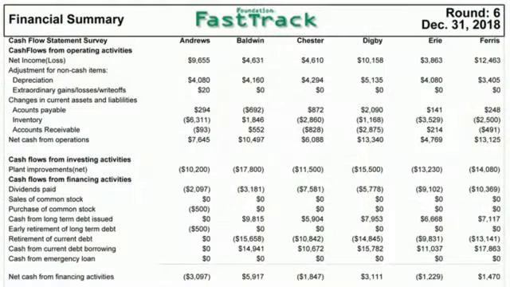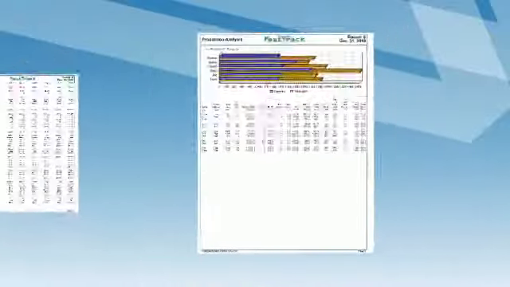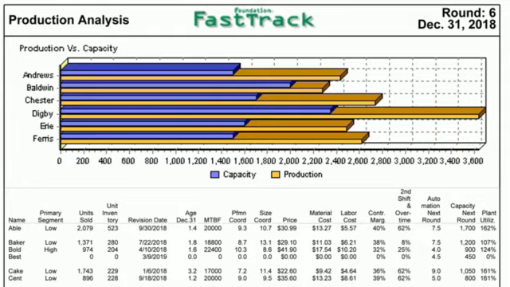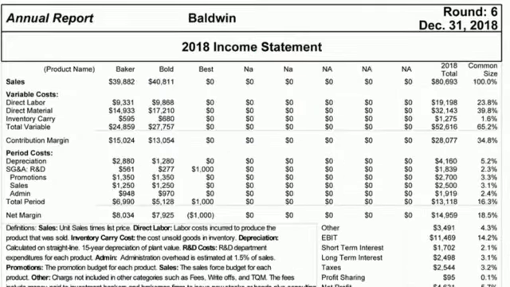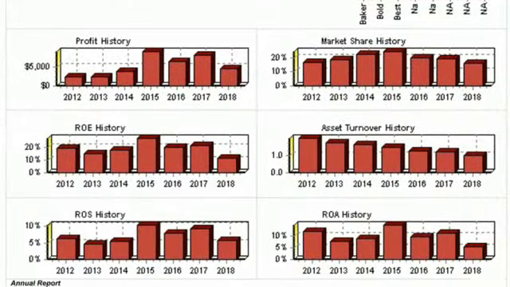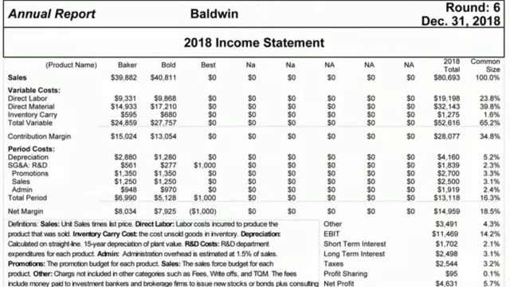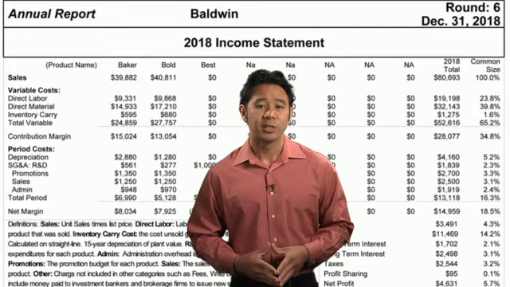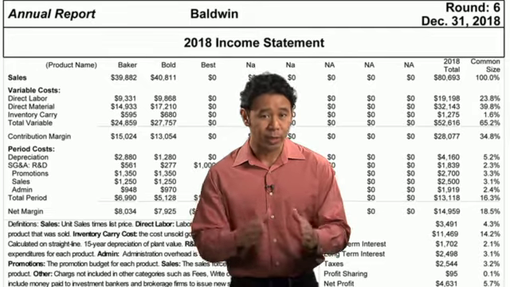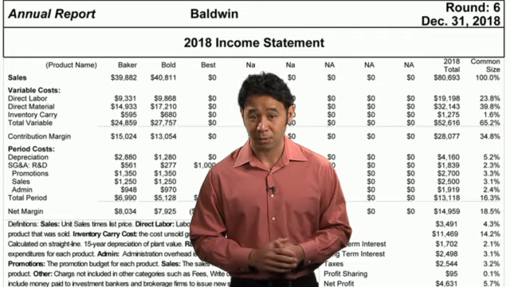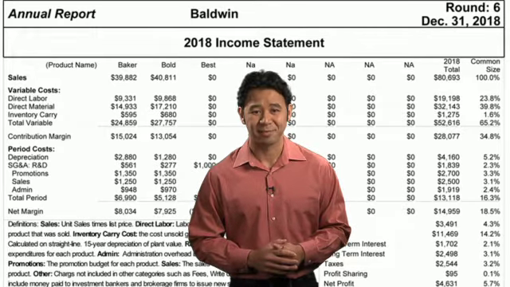The financial summary displays highlights from each company's annual reports, including net investments in plant improvements. These investments are reflected on the production analysis as capacity and automation next round. You will also have access to an in-depth annual report specific to your company. The report includes a cash flow statement, a balance sheet, and an income statement. Tracing the numbers through your income statement is a great way to identify sources of financial problems and to see success.